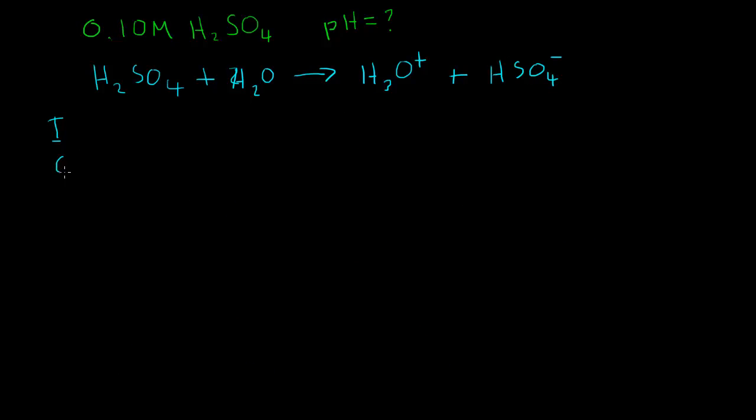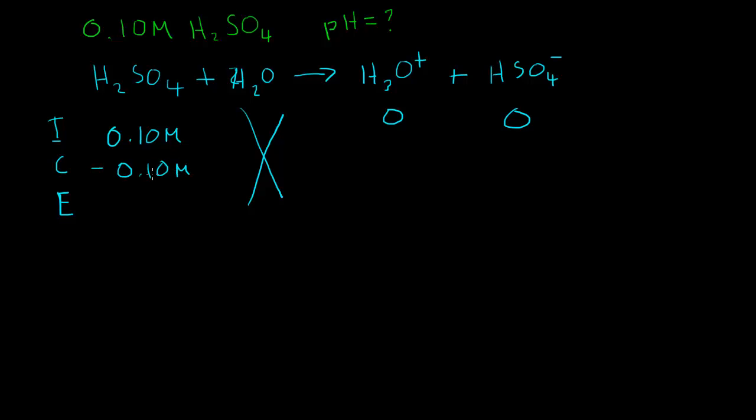Initial, change, equilibrium. Initially I start out with 0.1 mole per liter, and I'm going to leave off the labels from now on. We don't care about the water, and we don't have any hydronium or any hydrogen sulfate to start with. Now, normally in the change column we would write minus x, because we don't know how much is going to go away since it's an equilibrium. Well, in this case we know it's 100% dissociation. So how much is it going to change? All of it. It's all going away. So minus 0.10 molar.